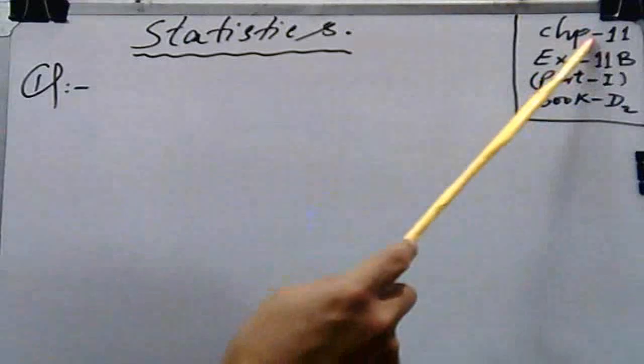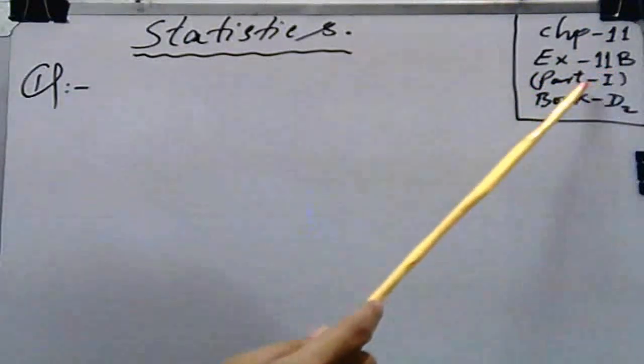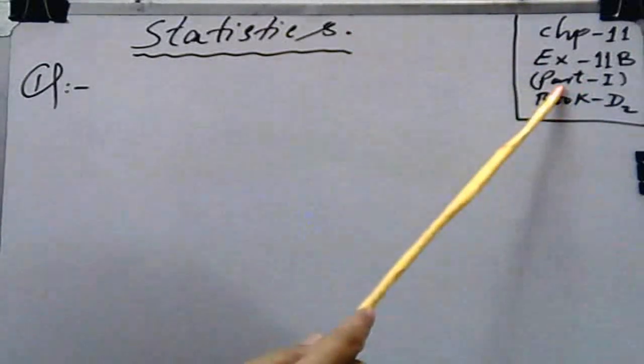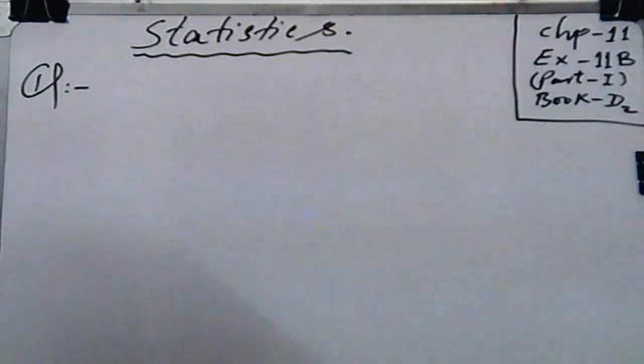Today we will discuss chapter number 11, exercise 11B, book D2, statistics. This exercise has been divided into two parts. Today we will discuss part number 1. So question number 1, you can see in your textbook: find the mode of the following set of data.